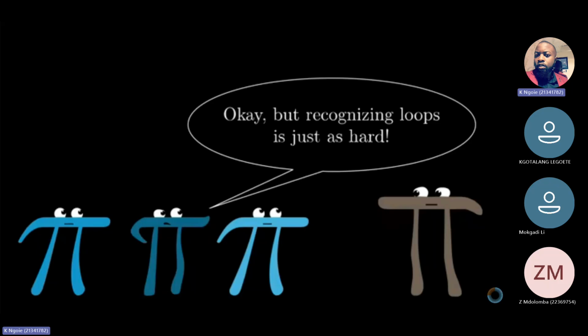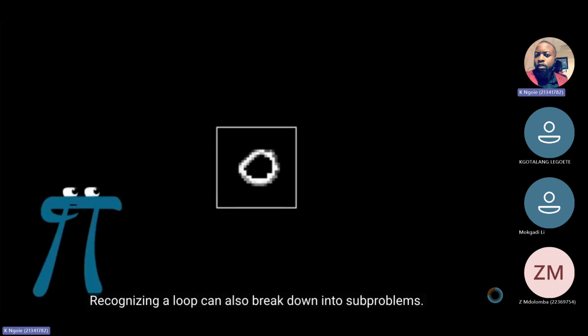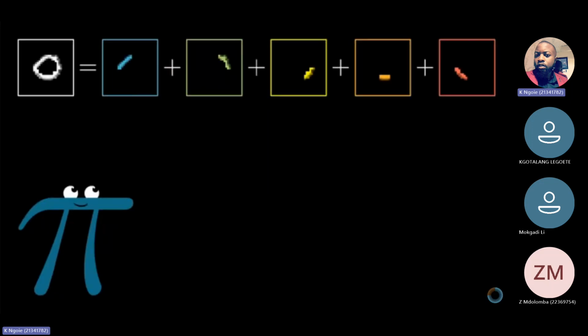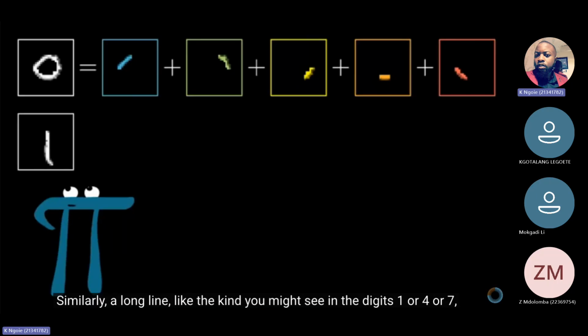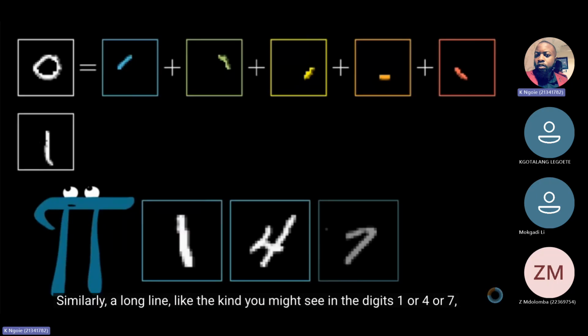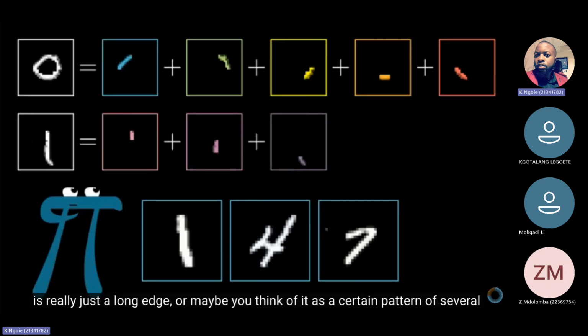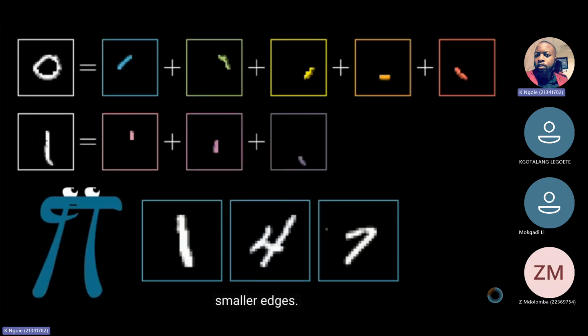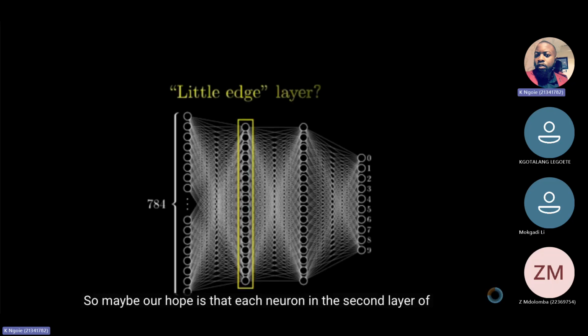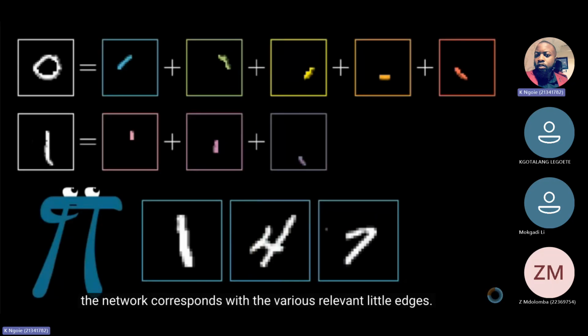Recognizing a loop can also break down into subproblems. One reasonable way to do this would be to first recognize the various little edges that make it up. Similarly, a long line, like the kind you might see in the digits 1 or 4 or 7, well, that's really just a long edge, or maybe you think of it as a certain pattern of several smaller edges. So maybe our hope is that each neuron in the second layer of the network corresponds with the various relevant little edges.